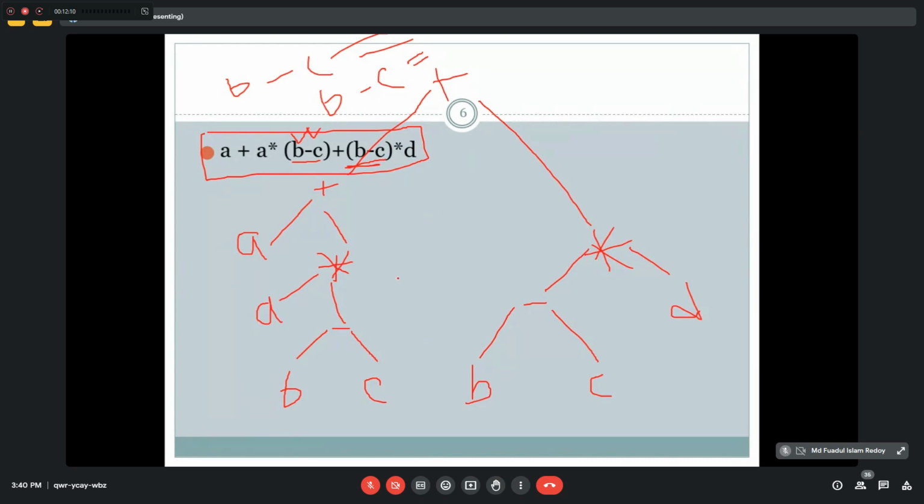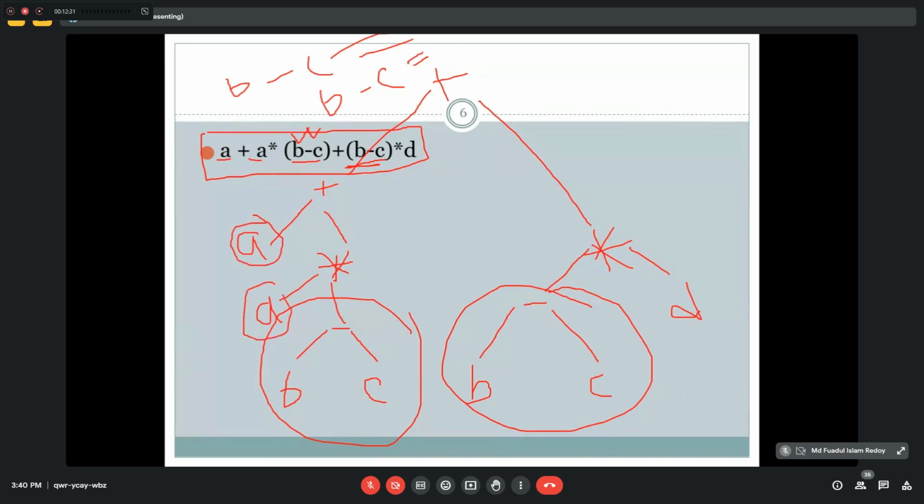But if you look at the syntax tree, we actually write the same thing more than one time. And if you look at a and a, the value of both a is actually the same. Still we write the same thing more than one time. So is it efficient or not? Sir, of course not, because we are wasting our memory.